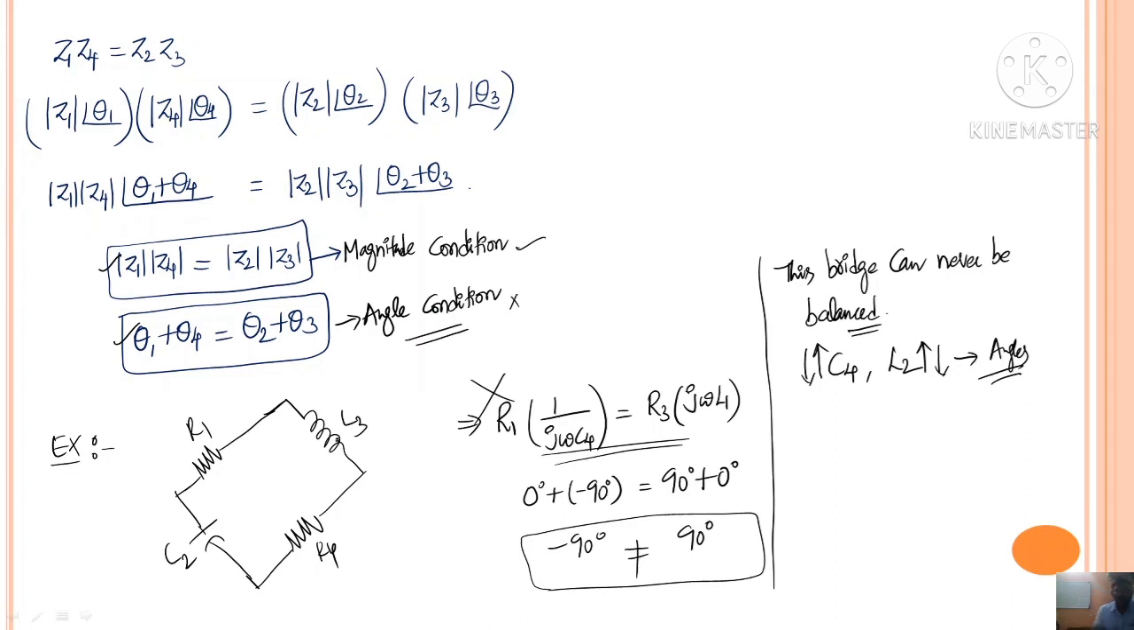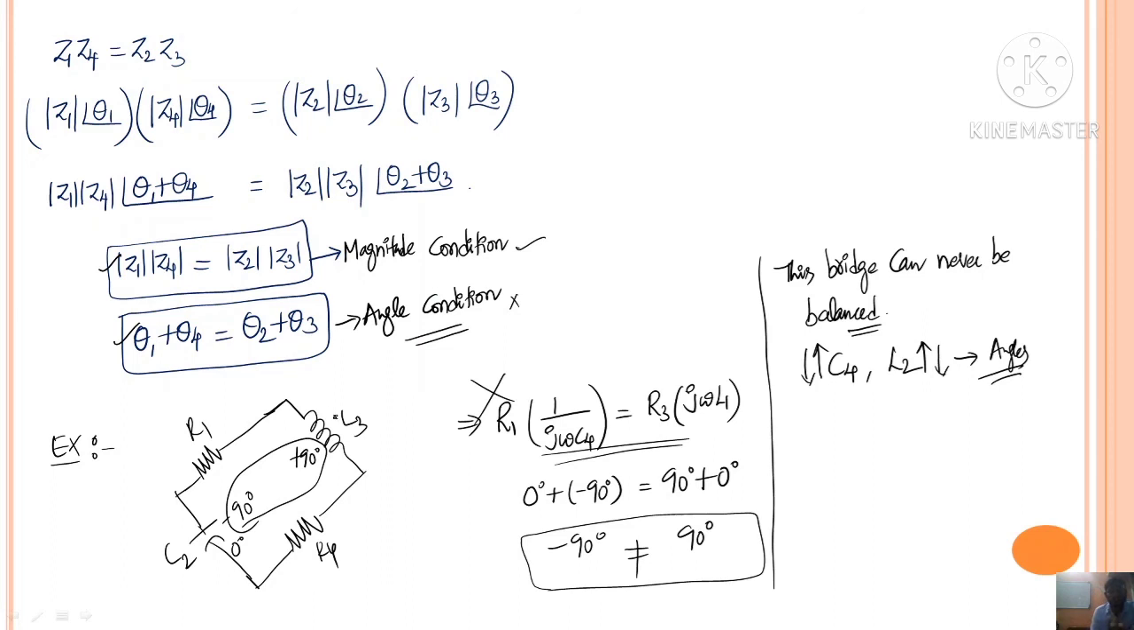Now the angle condition can be satisfied, because what is the angle for pure inductance? It is plus 90 degrees. The angle for pure capacitance is minus 90 degrees. When you add these two angles, it will be 0 degrees. And here also the angles for these two resistances are 0. So 0 and 0. So the angle condition is satisfied.